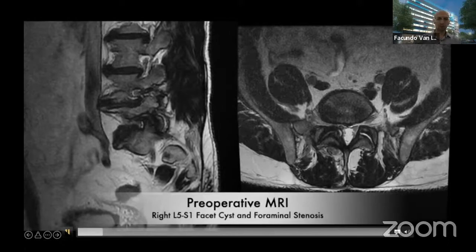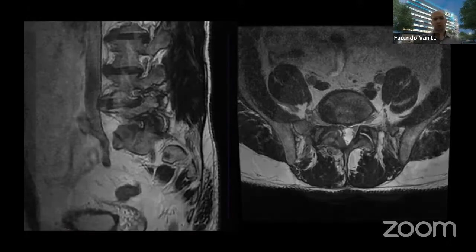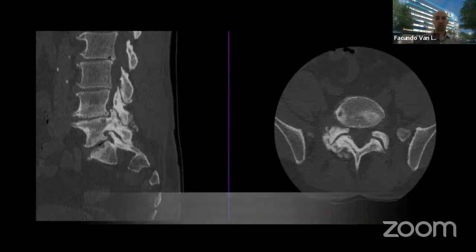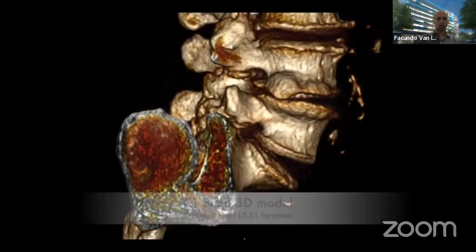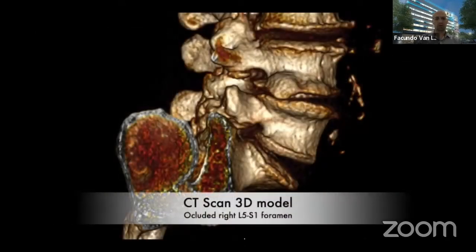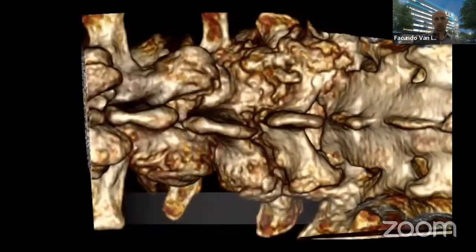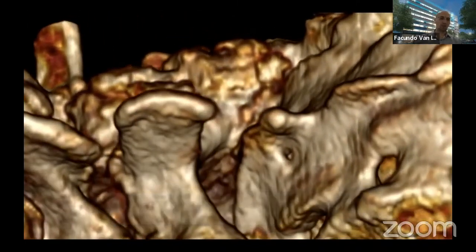So what we planned here is to access that space from the contralateral side to be able to treat both diseases at once with one approach. So this is the occluded foramen in the CT scan, and our approach was this contralateral interlaminar approach.